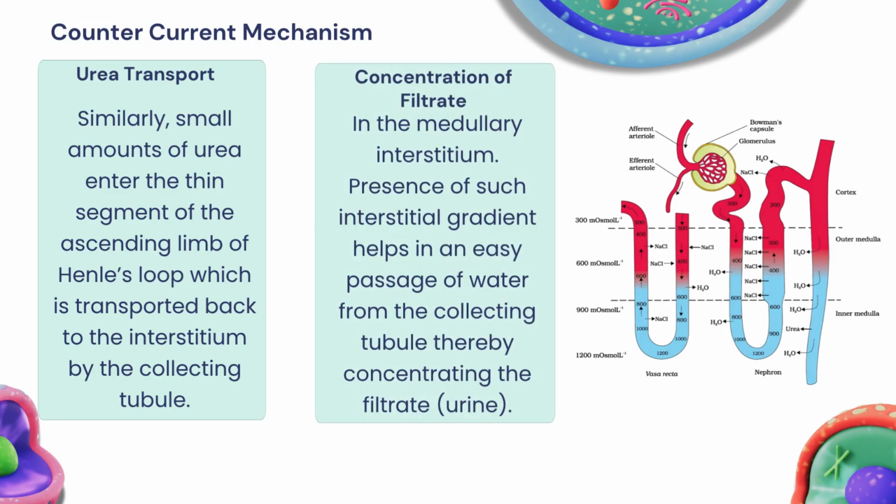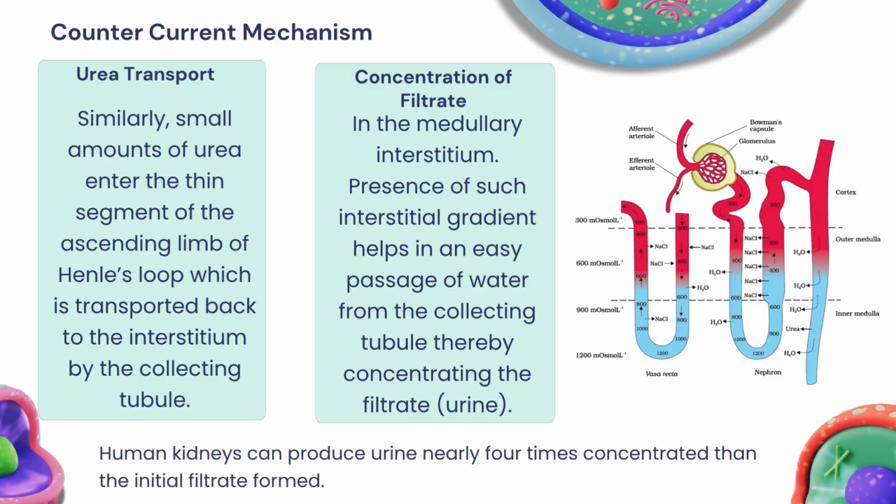In the medullary interstitium, presence of such interstitial gradient helps in an easy passage of water from the collecting tubule, thereby concentrating the filtrate, urine. Human kidneys can produce urine nearly 4 times more concentrated than the initial filtrate formed.